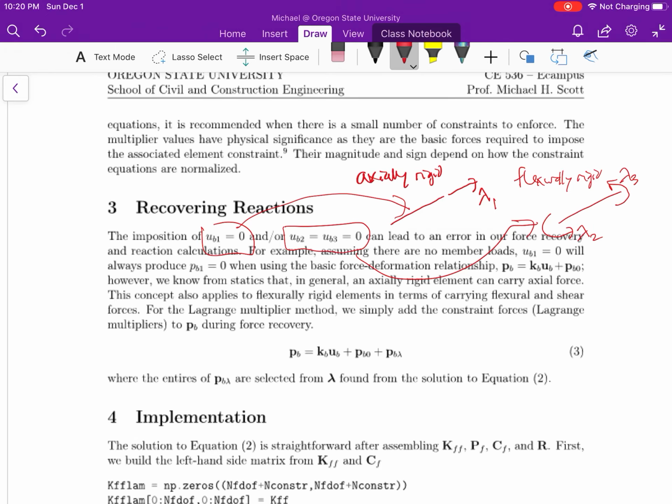Basically, when we get into force recovery, when we evaluate the element force-deformation relationship, we have the basic deformations, basic stiffness, and fixed-end basic forces due to member loads. We're going to have some additional basic forces due to Lagrange multipliers. So we just need to be sure to add those in when we're doing force recovery.